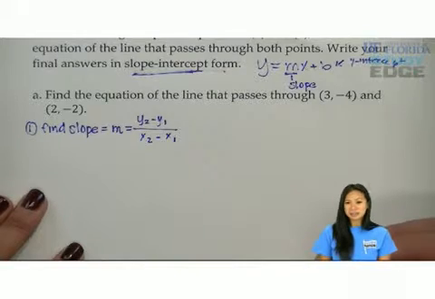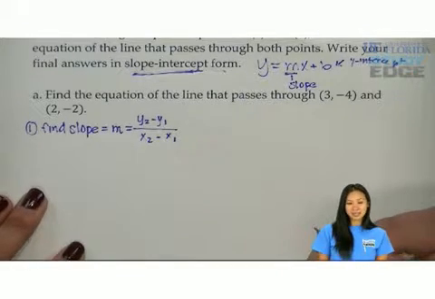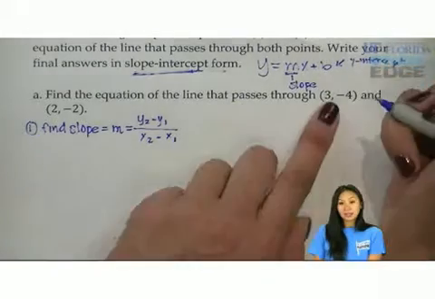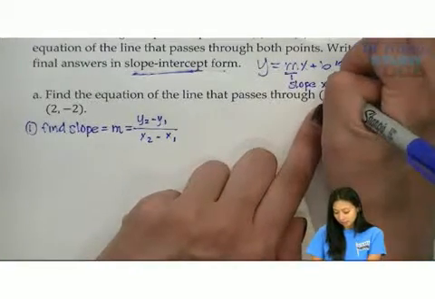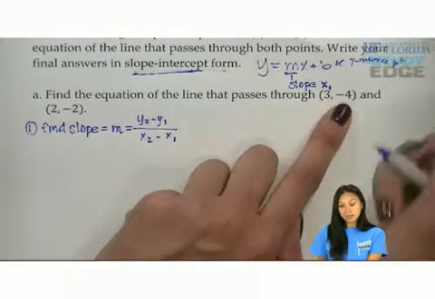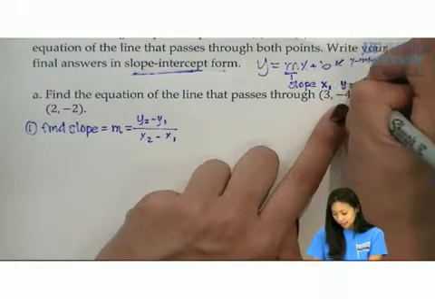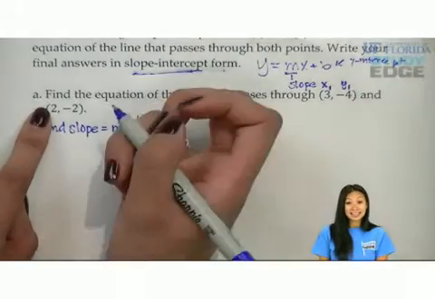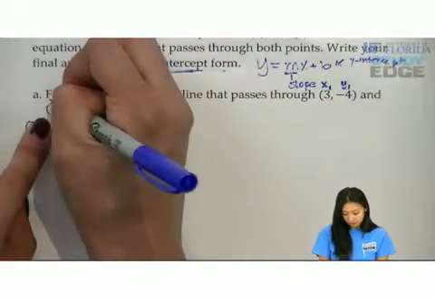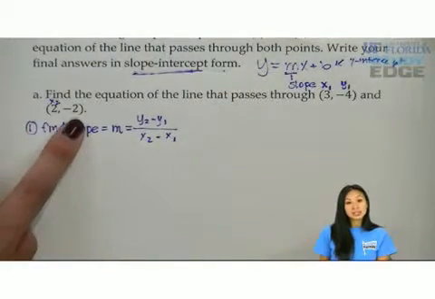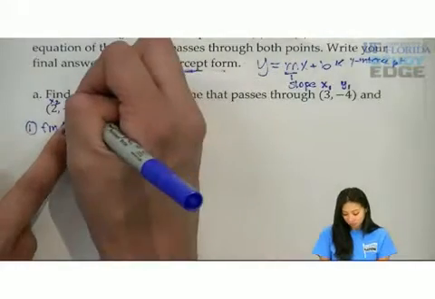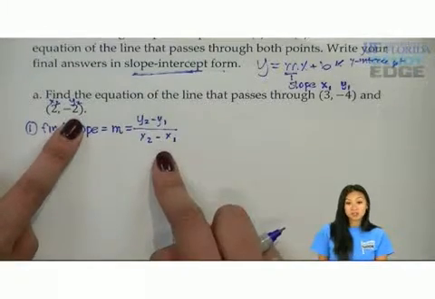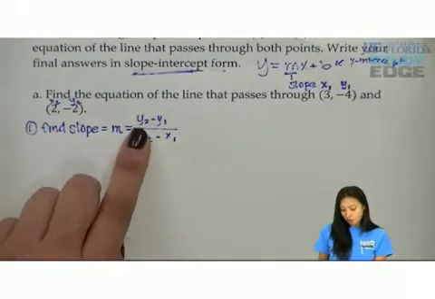So what's the y2, y1, x2, x1 stuff? It's right here. In a point, this is the first x I see, so it's x1. This is the first y I see, so it's y1. This is the second x coordinate, so it's x2. This is the second y coordinate, so it's y2. Now all I have to do is substitute. All I have to do is plug and chug.